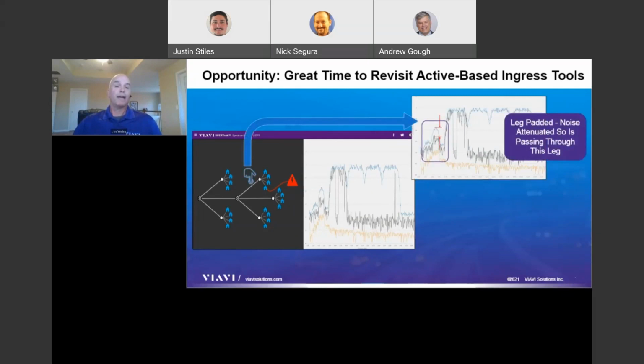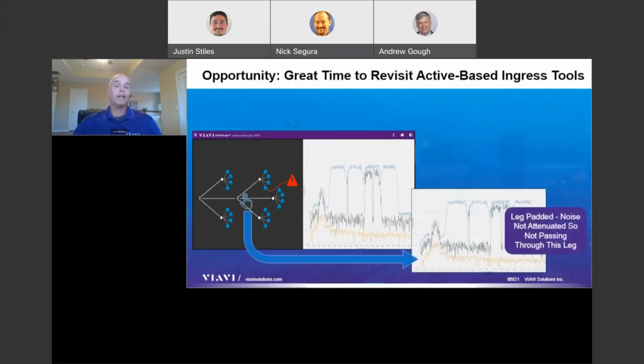Versus if you were to pad a leg that did not have noise going through it, you would see that the noise would not attenuate. So this way you could remotely isolate noise all the way down to a single amplifier leg. And if it was causing an outage, you could leave it attenuated, which would temporarily take care of an outage for you until you could fix it. This didn't take off on a large scale because you had to go off and touch each amplifier to install these switches. And you also needed some type of system to control them.